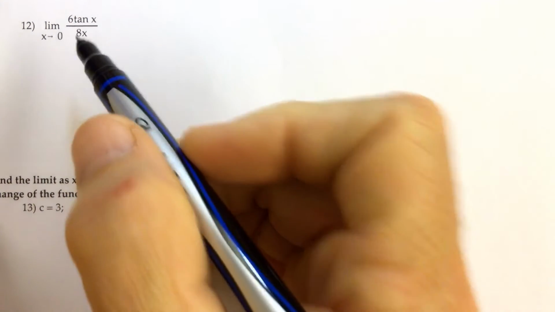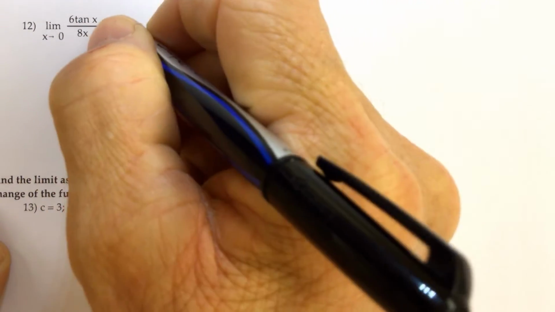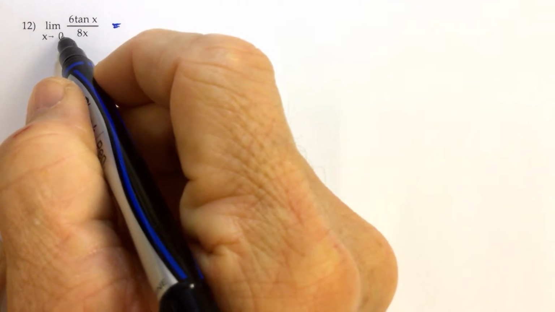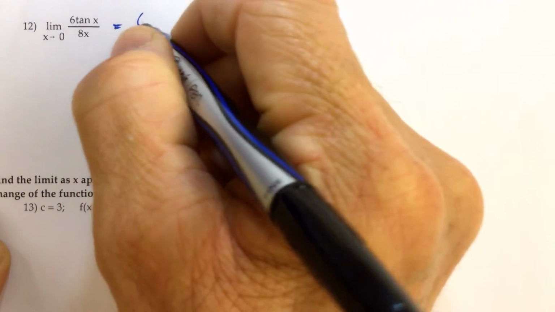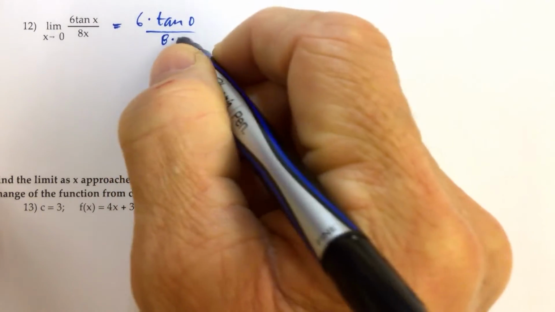Here in number 12, if you have not done number 11 yet, then please do that first. But for number 12, we see we have a tangent in here. So we're going to need to do a little manipulating of this expression. But first thing we always want to do is replace x with 0, or whatever x is approaching, in this case 0. We have 6 times the tangent of 0 all over 8 times 0.